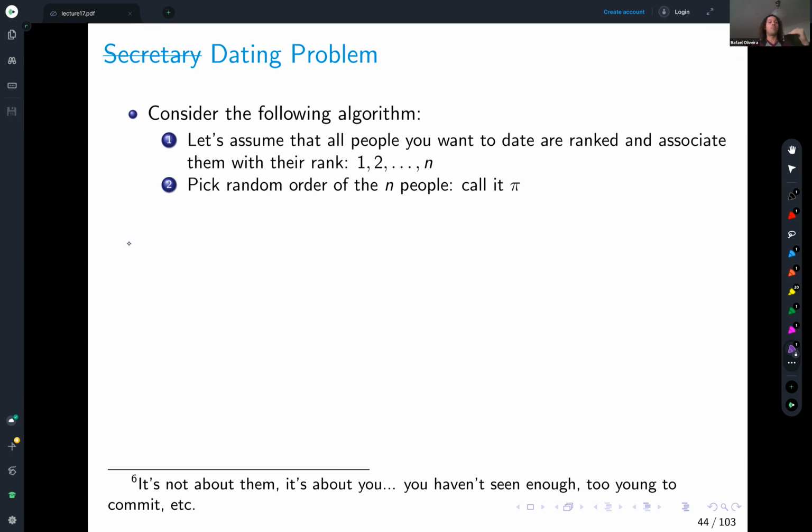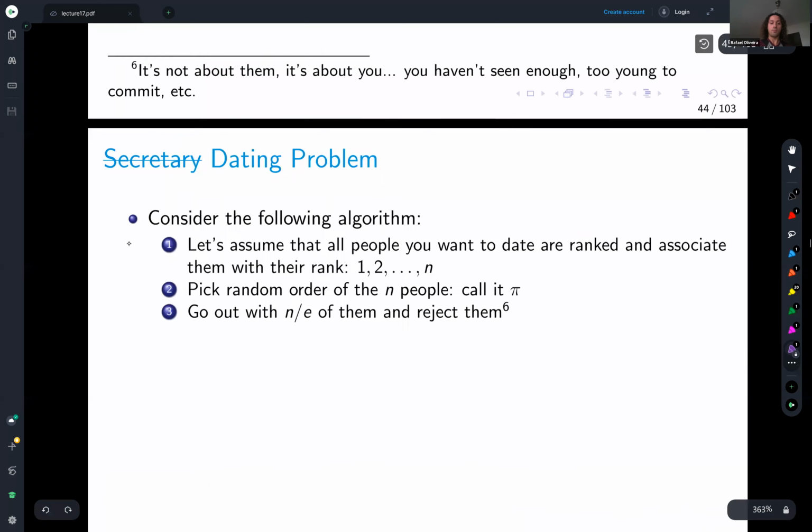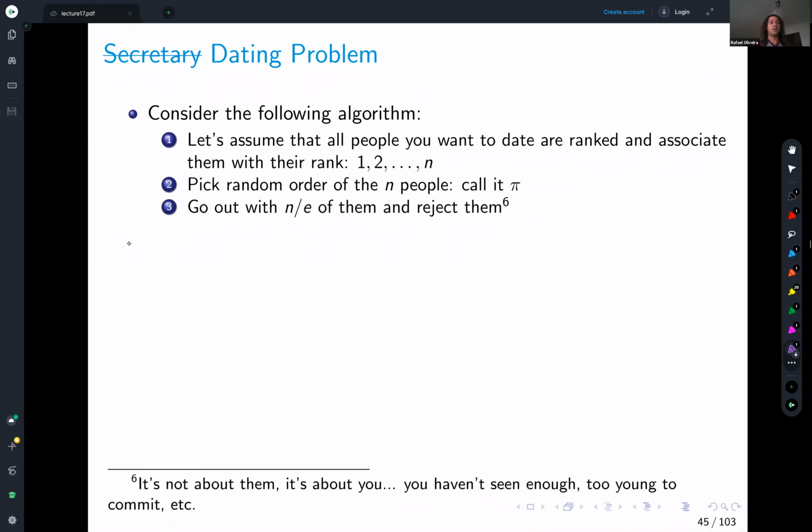You're going to pick a random order for the n people, and let's call this order pi. Because pi is a permutation of all of 1 up to n, right? It is an order that you're going to date. And what you're going to do is flat out go out with n over e of these people. You go out with them, you date them, and then you break up with them.